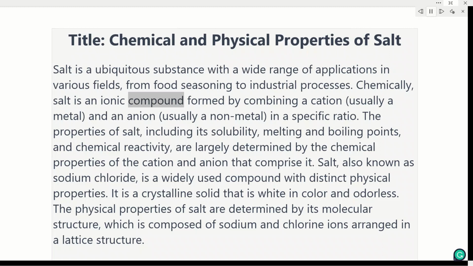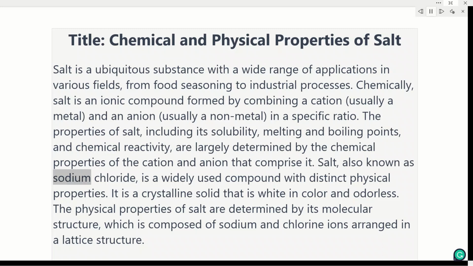Chemically, salt is an ionic compound formed by combining a cation, usually a metal, and an anion, usually a nonmetal, in a specific ratio. The properties of salt, including its solubility, melting and boiling points, and chemical reactivity, are largely determined by the chemical properties of the cation and anion that comprise it.